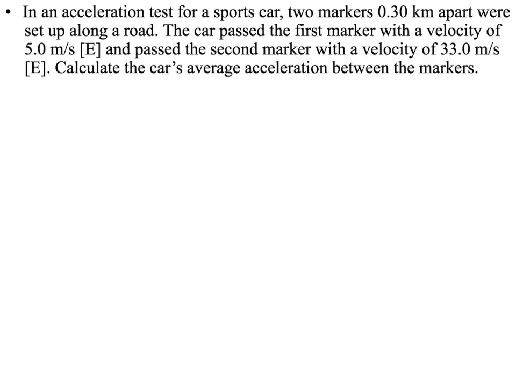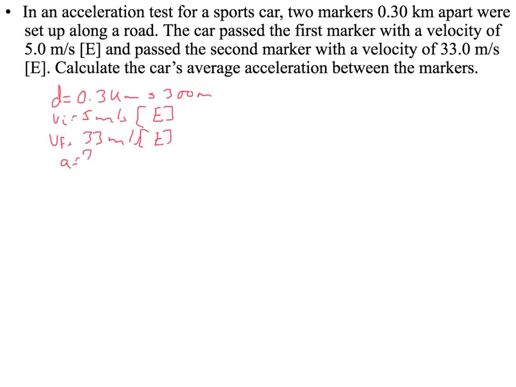In an acceleration test for a sports car, two markers, 0.3 kilometers apart, so distance equals 0.3 kilometers, which is going to equal 300 meters, were set up along a road. The car passed the first marker with velocity of 5 meters per second, so we say VI equals 5 meters per second east, and passes the second marker with a velocity of 33 meters per second east. So VF is 33 meters per second east. Calculate the car's acceleration between the two markers. So A equals question mark.